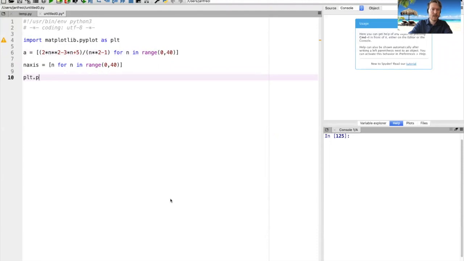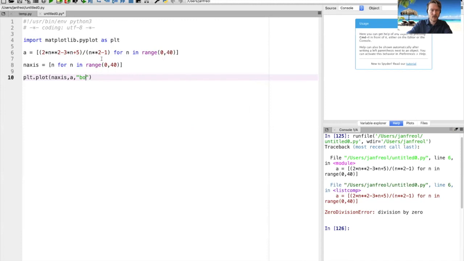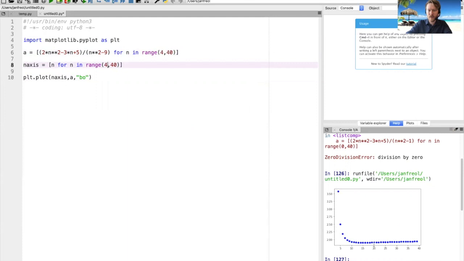So plt plot, and we get a division by 0. Oh, it should be 9 here. Sorry, 9. And that happens at 3. So let's start at 4, just to ignore that. So now we're starting at 4. This thing looks like this, and we're approaching the limit 2.